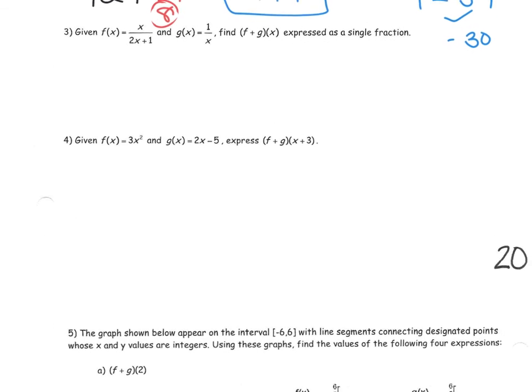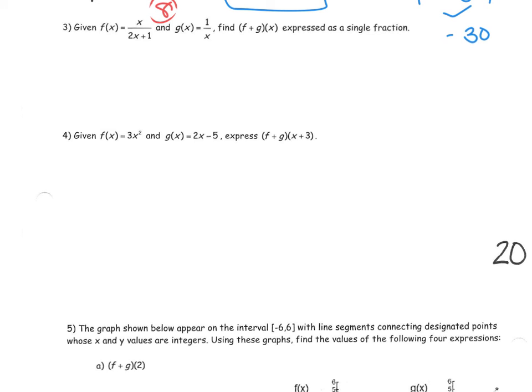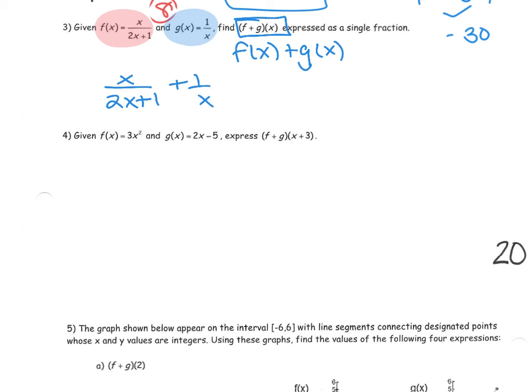All right, moving on. And I love this question. It requires you guys to get common denominators. Whew. So I have f of x is x over 2x plus 1, and g of x is 1 over x. Well, I want to do the addition of these two functions. So this is really f of x plus g of x, right? So I'm going to just add them. I have x over 2x plus 1 plus 1 over x.